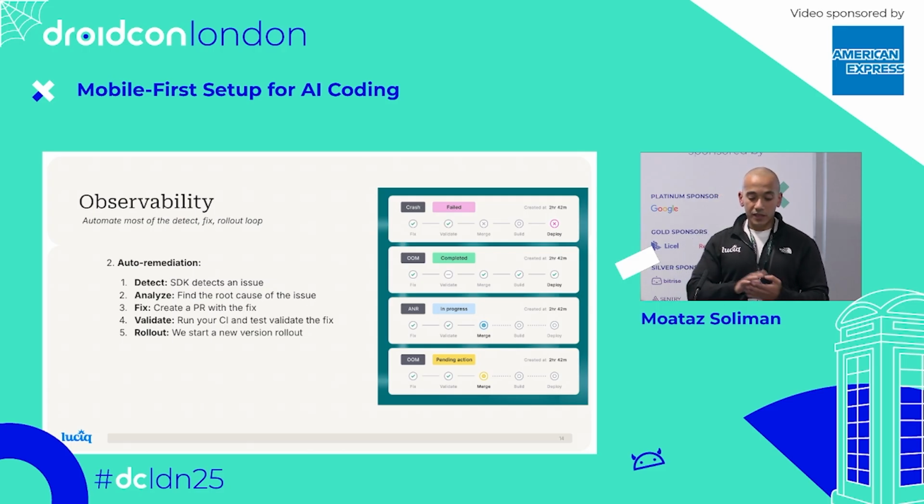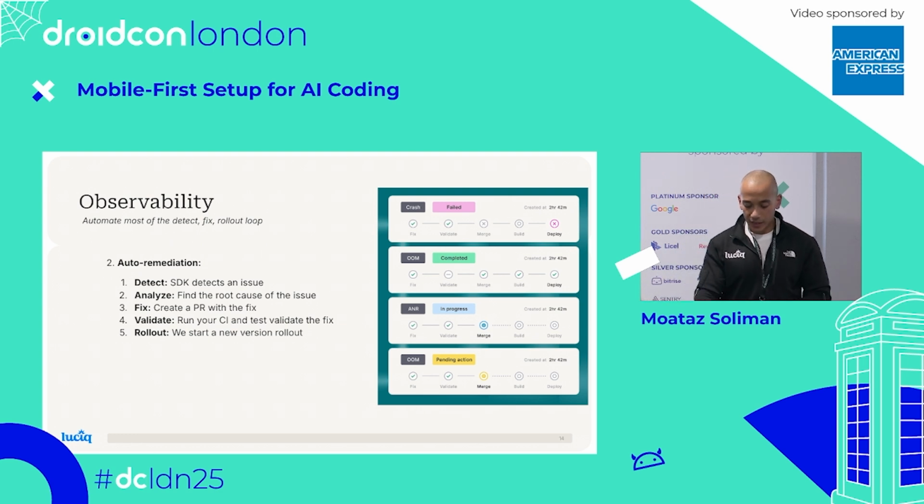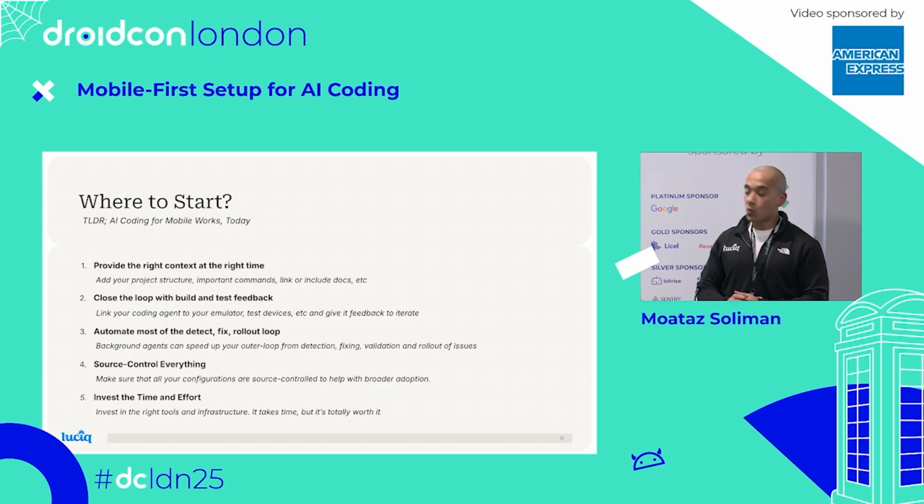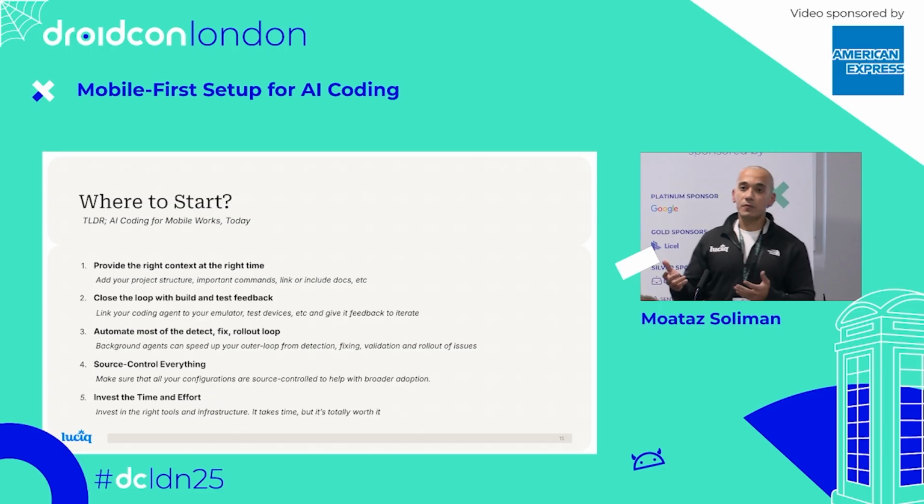So we've covered now the 3 phases: the development phase, the testing phase, and the observability phase. I thought I would leave you with a quick recap. So where should you start? The TLDR is that those tools can now work for mobile. It just needs some time for you to configure them and make sure that they are working as you were expecting. So the first one is providing the right context at the right time, making sure that it understands the structure of your project. And if there are any extra details that are mobile specific, make sure that you're including them within the project structure and referring to them in the context whenever you're prompting the model to do any actions.